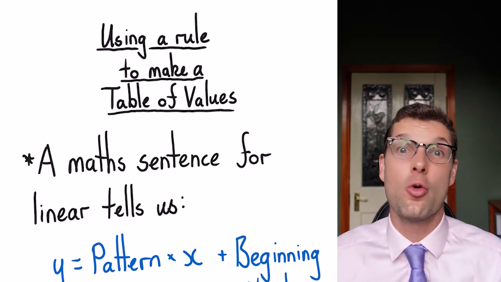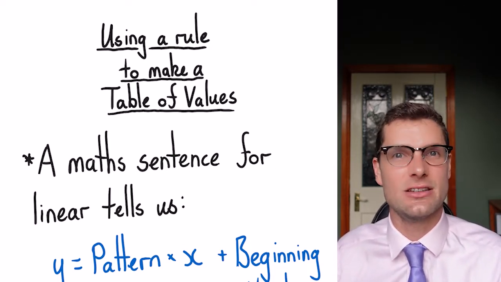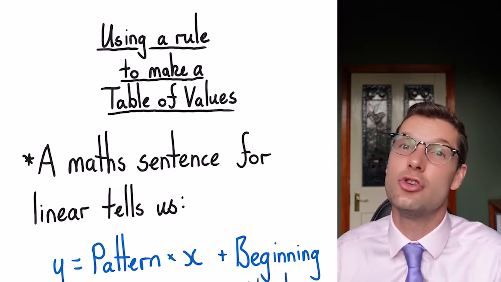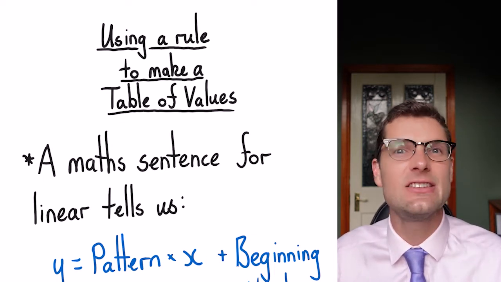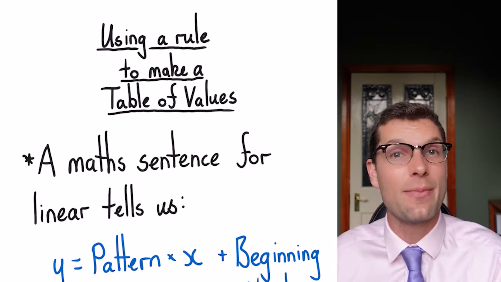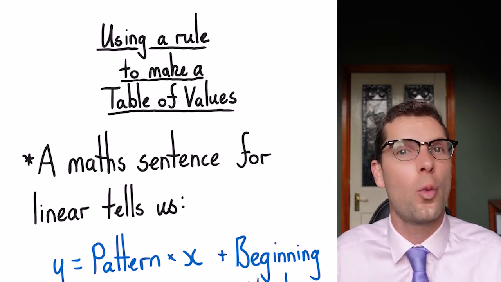In the last video we saw how to take a table of values and create a mathematical sentence, or an algebraic equation, that tells us what's going on using way fewer words. In this video we're going to go the opposite direction. We're going to take a mathematical sentence and turn it into a table of values that we could then graph from.